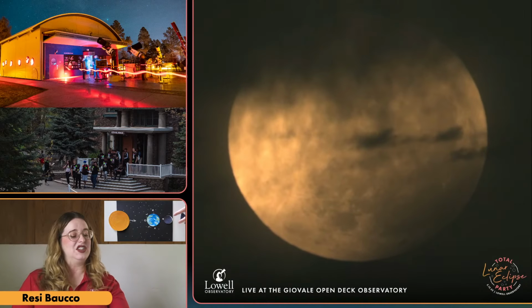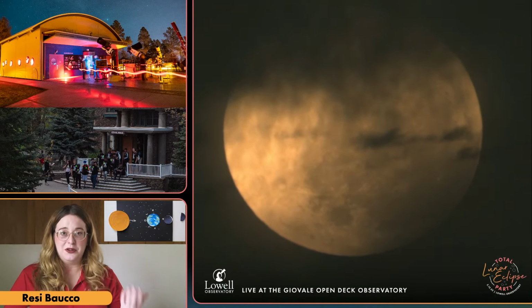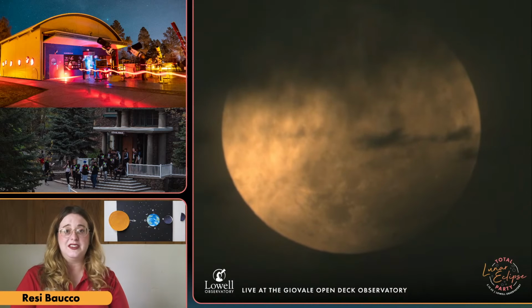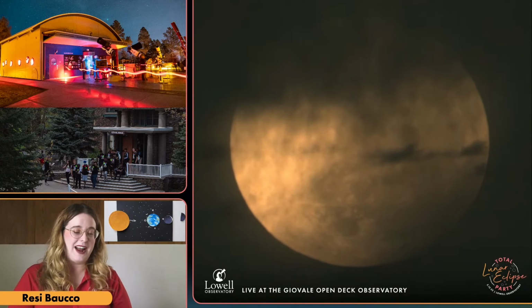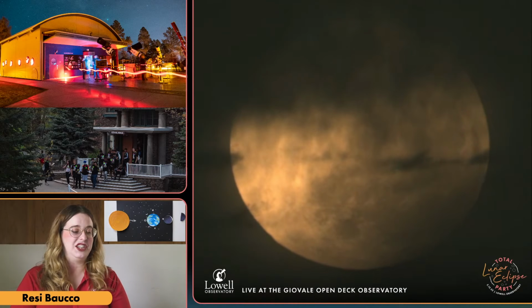Now, this is a dark circle, right? And you'll notice when we're looking at our lunar eclipse tonight that the moon doesn't just look dark, it actually looks red. So let's talk about where we get that red coloration.